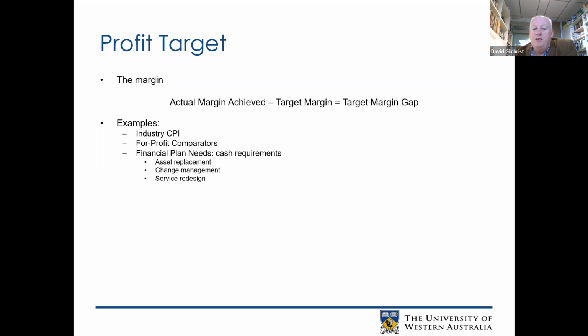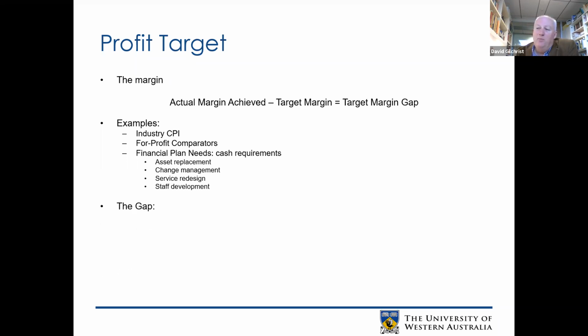Both change management and service redesign are costly and require cash to be able to support that within your organisation to be effective. And of course, staff development is an absolutely critical element as well. What do we need to do in our workforce plan to be able to get our staff over the line in terms of what they need to be doing and how they need to be doing it? Are they appropriately experienced and appropriately qualified to do what we need them to do?